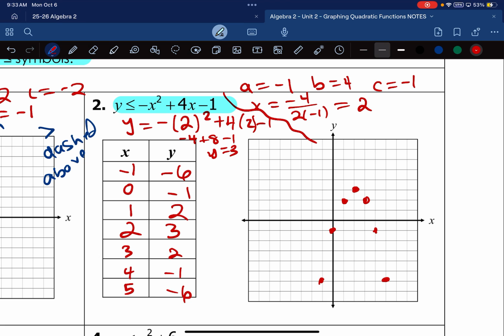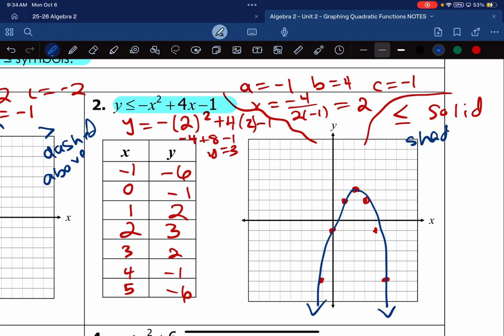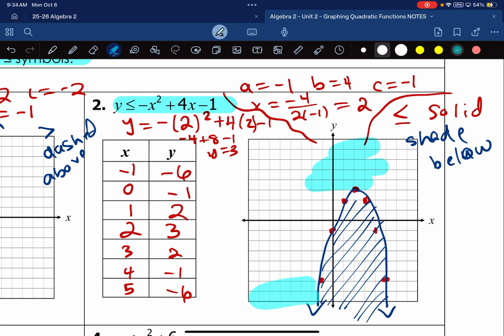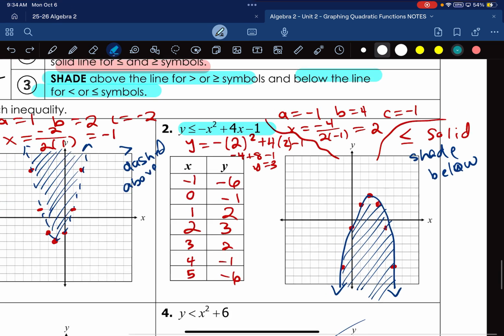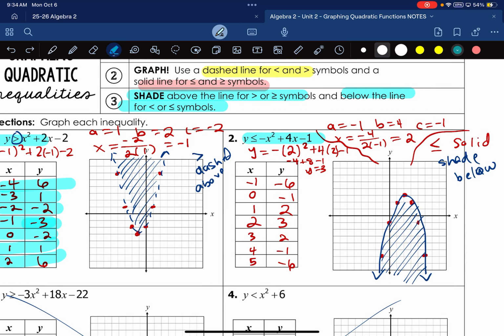Now we have to look at it is less than or equal to. So because it's less than or equal to, this is a solid line. So we can go ahead and draw a solid parabola shape. And then because it's less than, we're going to shade below. So this is going to be underneath here. If you were shading above, it would be everything around it. So not just above it up here, but this whole area would be considered above it. That's not this one, but for some reason our 2 examples did not have a below or above.